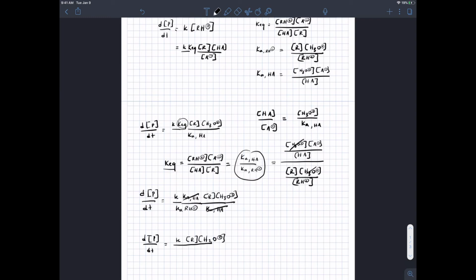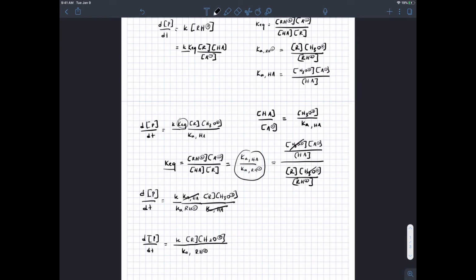And this is kind of a surprising result, or at least it was to me, that as long as the acid-base equilibrium happens before the rate determining step, it doesn't matter whether it's an acid you add or hydronium that's doing the protonating. Either way, you get the same answer.